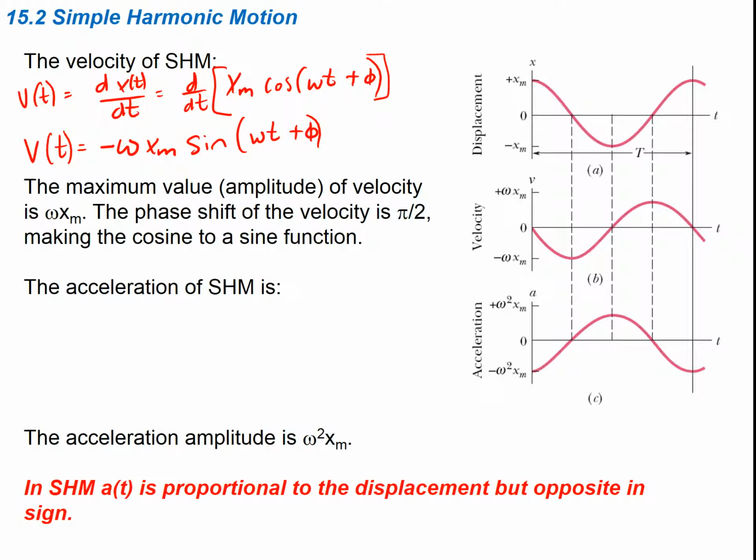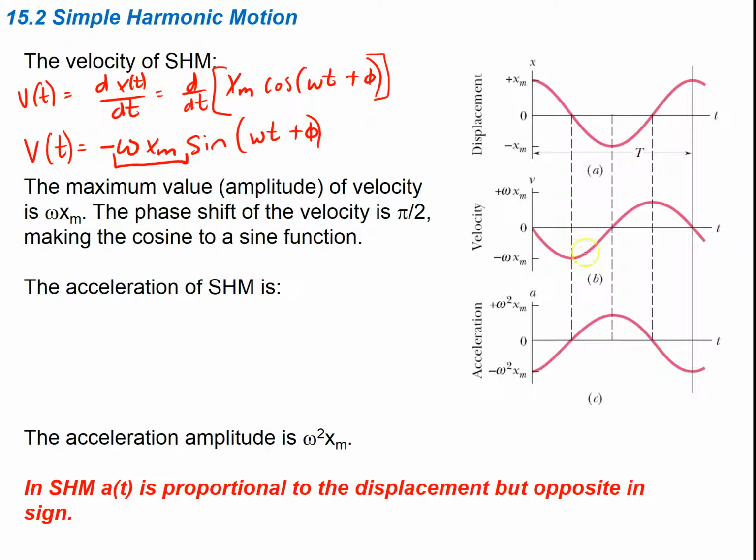Now, the maximum value, or the maximum amplitude of the velocity, is given by this term, which is omega xm. All right, so in the previous case, xm was just our amplitude. Now, omega xm is going to be our amplitude. All right, so the phase shift of the velocity is going to be pi over 2, making the cosine into a sine function. Right? If you phase shift it by pi over 2, you basically change the function.